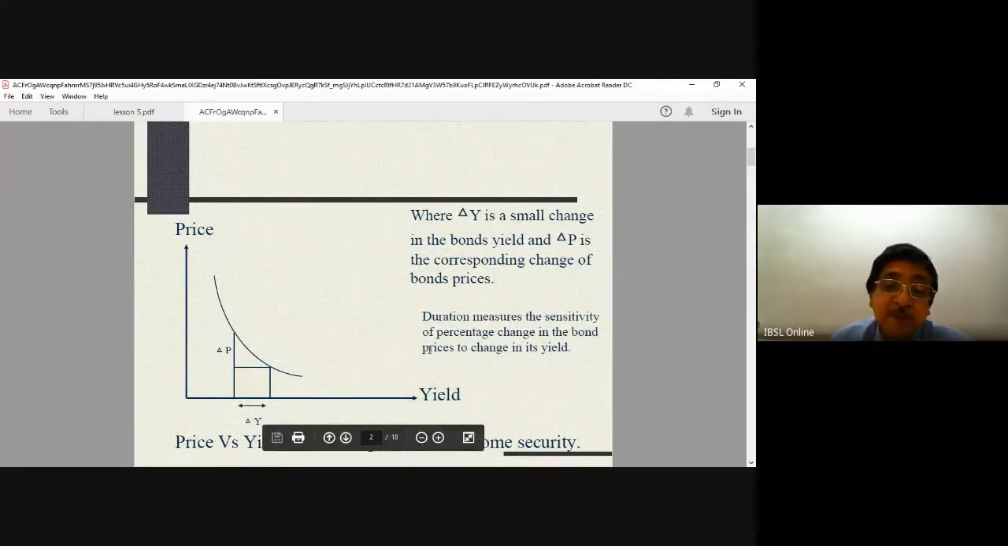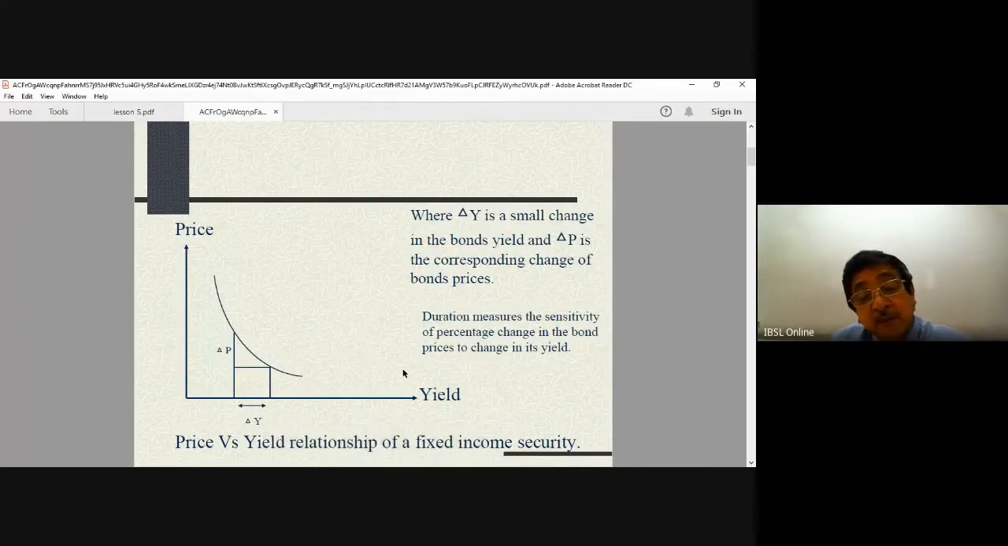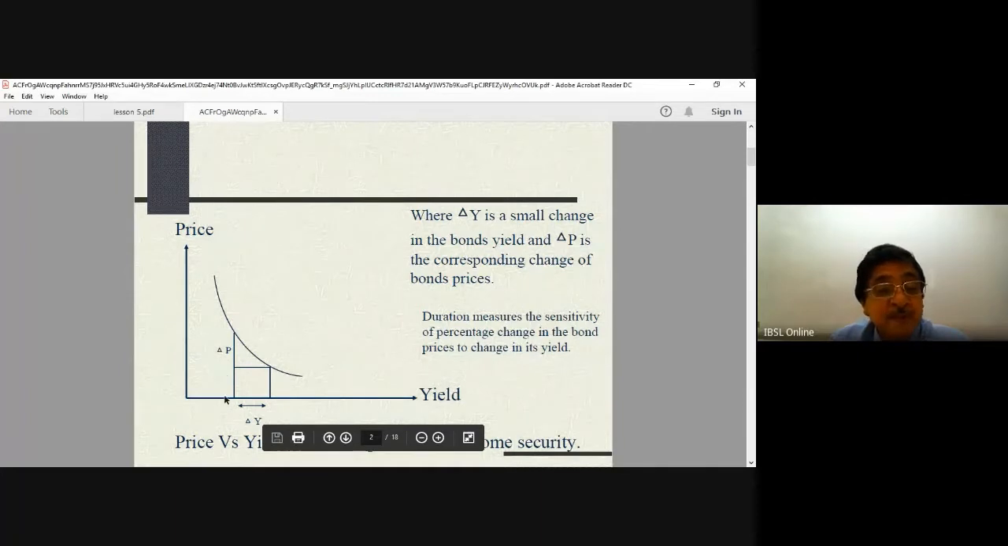The duration measure is a certain measure where we can get an understanding, a certain sense of the yield and price relationship. But there are several assumptions here. With all these assumptions, we have come to a certain relationship, and that relationship we discussed last time.